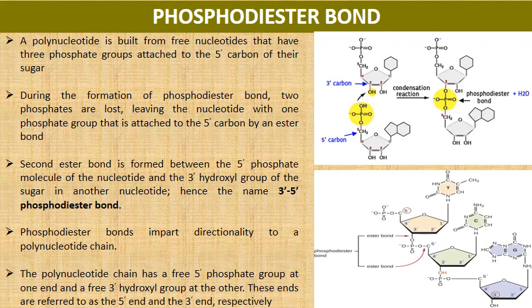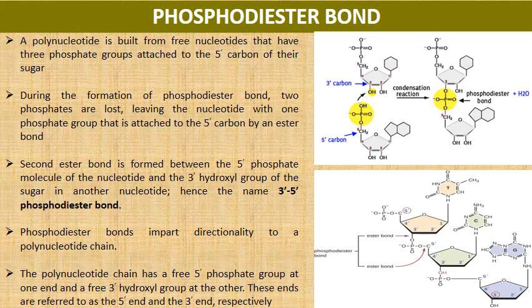The second ester bond is formed between the 5' phosphate molecule of the nucleotide and the 3' hydroxyl group of the sugar in another nucleotide. Hence the name 3', 5' phosphodiester bond. The phosphodiester bonds in a polynucleotide chain form an alternating pattern of sugar and phosphate residues called the sugar phosphate backbone. Phosphodiester bonds impart directionality to a polynucleotide chain.